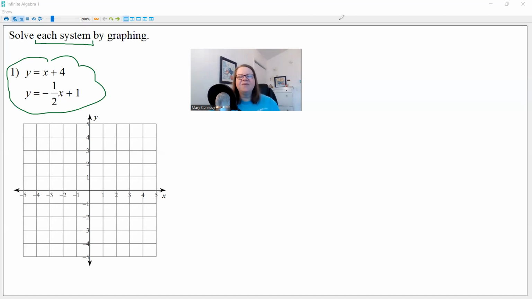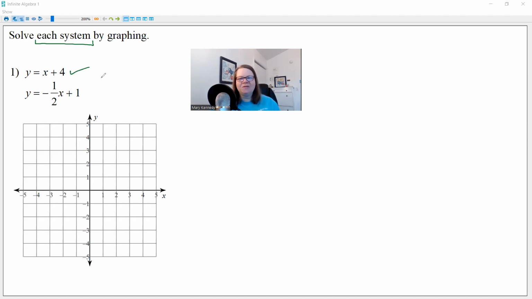That's all it means. So essentially, we're going to graph the first equation, and then we're going to graph the second equation, and then we're going to see what we notice about the two graphs. If they intersect, then there's a solution. And if there's not, then we can talk about that. Okay, so let's start with the first one.